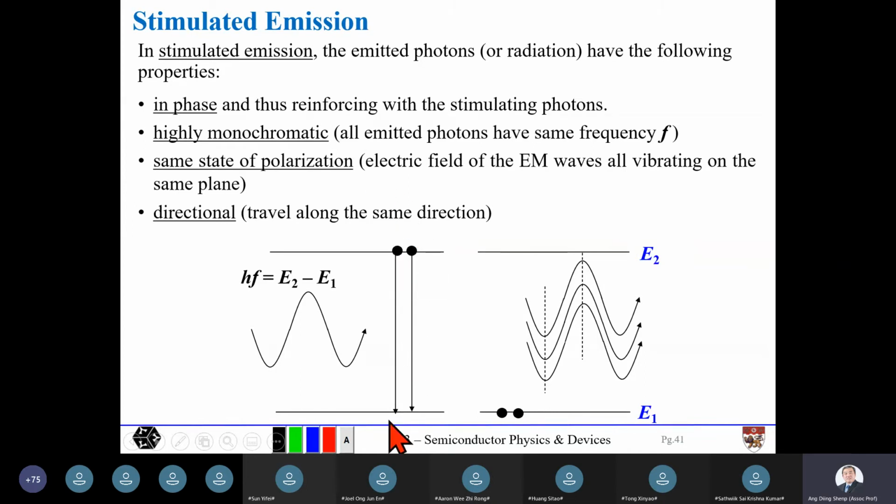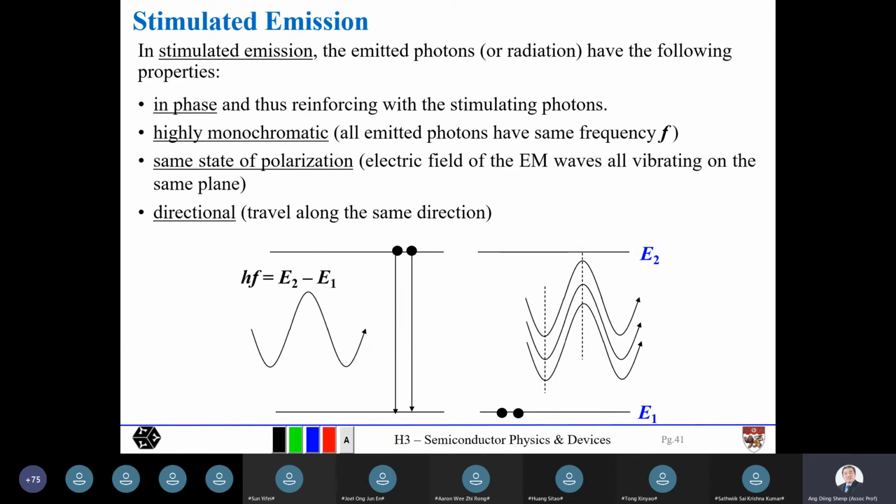This transition is called stimulated transition, or if it involves the conduction band and valence band, it's called stimulated recombination. Okay, so in stimulated emission, the photon emitted is exactly the same as the photon that stimulated the emission. In other words, through stimulated emission, we get many twins produced. All the photons are exactly the same. They have the same energy.